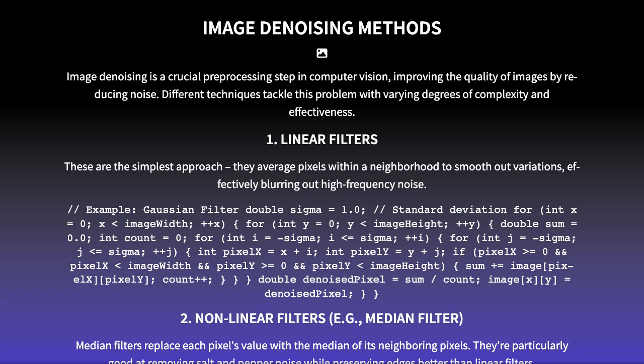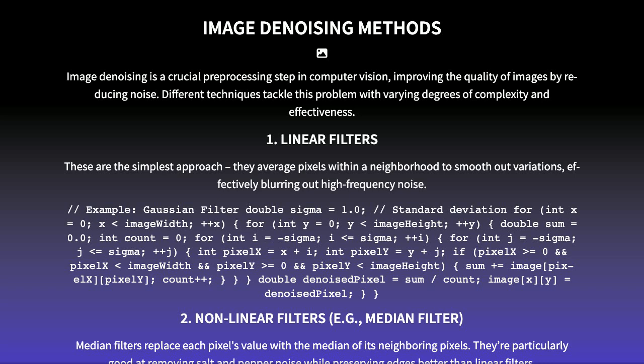The simplest is using linear filters, which basically blur the image by averaging pixels together. Then there's the median filter, which is great for removing salt and pepper noise, those random white or black speckles. And finally, wavelet denoising breaks the image down into its different frequency components, letting you remove the noise without blurring out important details.